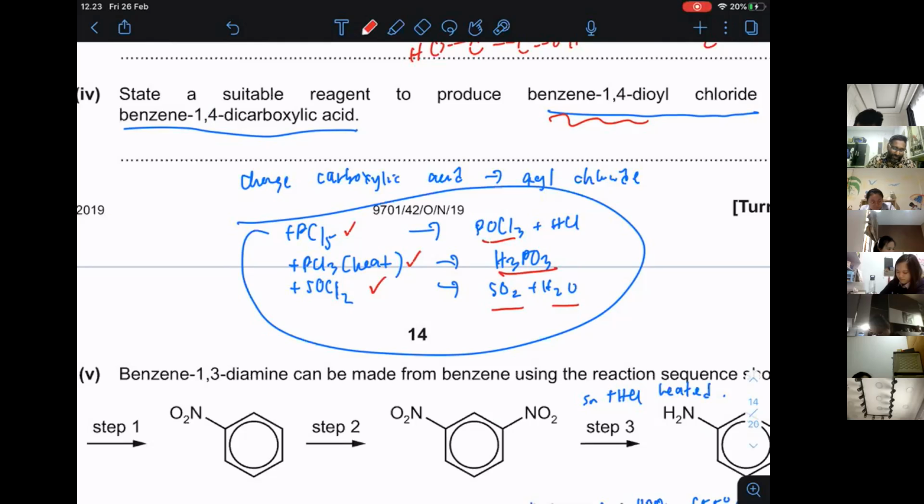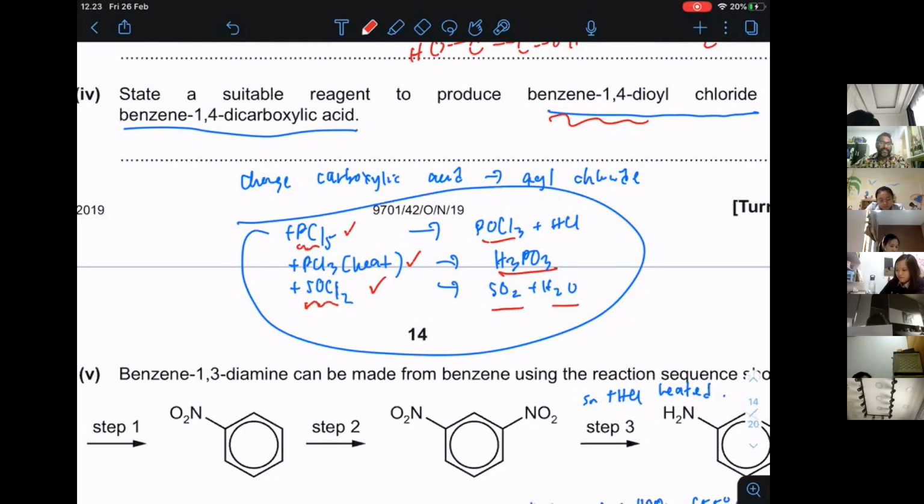If they ask you the condition, please remember this. PCl5 doesn't have a special condition. SOCl2 doesn't have a special condition. But do remember SOCl2 is used to identify the alcohol group.